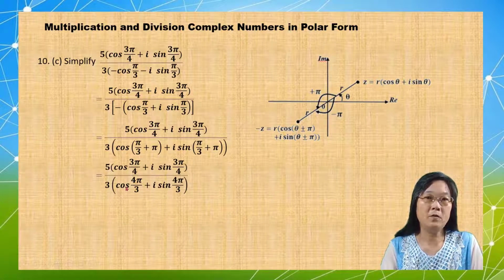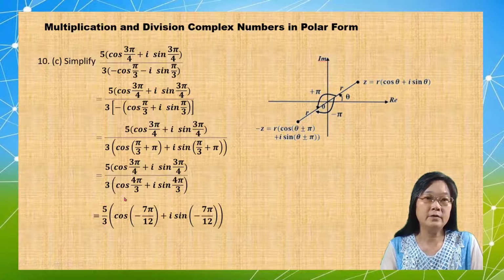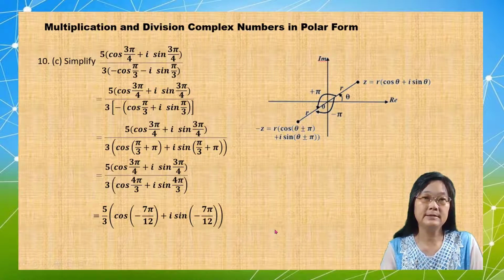Now the polar form is correct. So now we can do the division. When we do division, the modulus is 5 over 3, then for the argument, 3 pi over 4 minus 4 pi over 3, we get negative 7 pi over 12. So this is the answer.